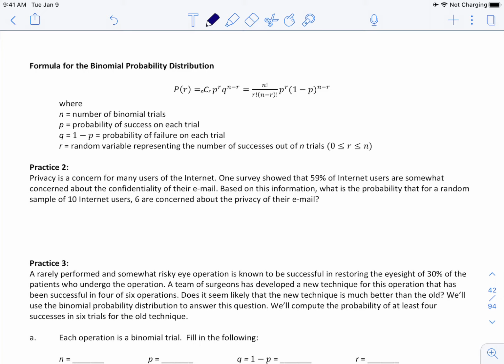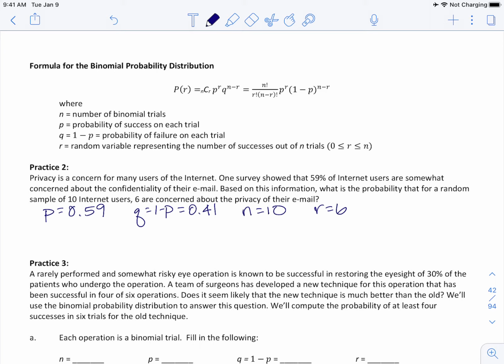So we have 59% are somewhat concerned. So that means our P is 0.59. Our Q is 1 minus P, so that's going to be 0.41. Our N is equal to 10 because we have a sample of 10 internet users. And we want to know what's the probability that 6 are concerned. So R is equal to 6.